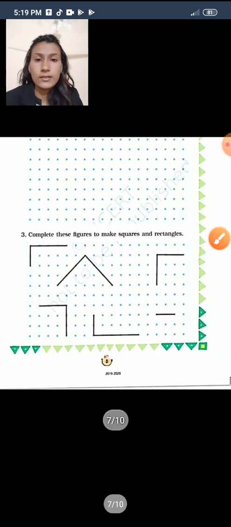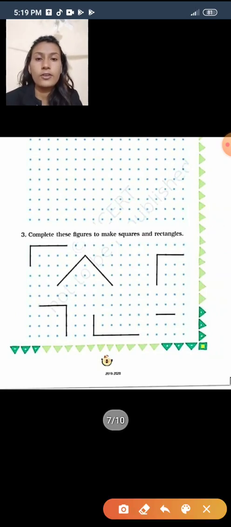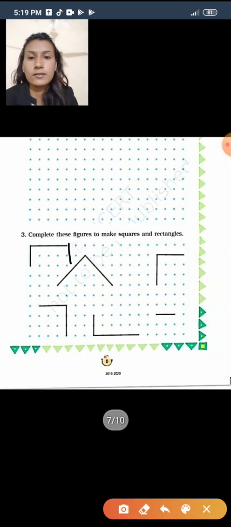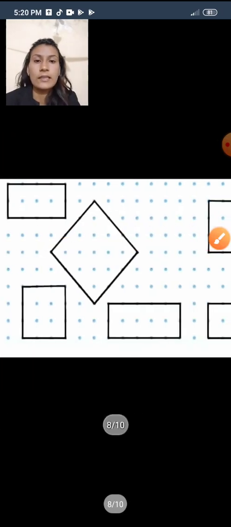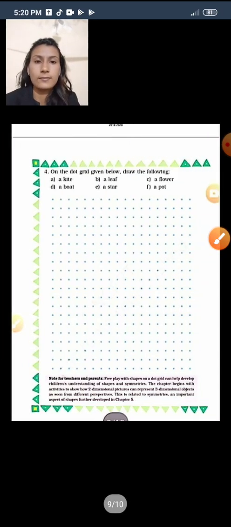Complete these figures to make squares and rectangles. Now here you have to complete these figures. You can complete these figures like this in your textbook also. It will look like this.